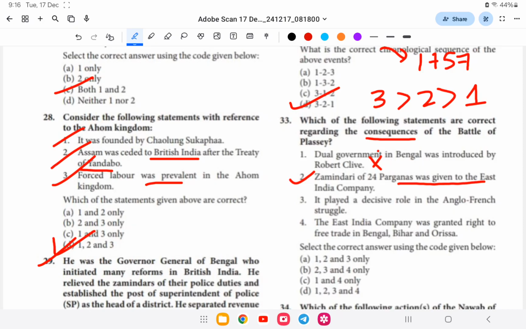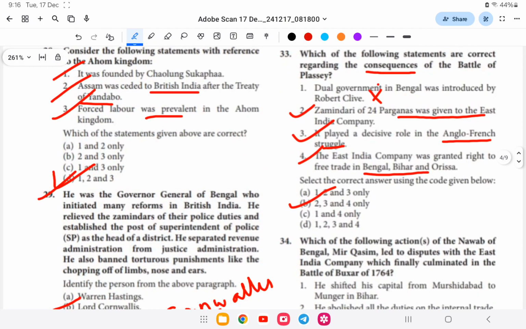And the decisive role in the Anglo-French struggle is correct, because after the Battle of Plassey, Bengal was taken and all of Bengal came under the British. That means the French had no position and their power declined. So 3 is also correct. Number 4, the East India Company was granted the right to trade in Bengal, Bihar and Orissa. This is correct. So 2, 3 and 4 are correct, and the answer is option number B.